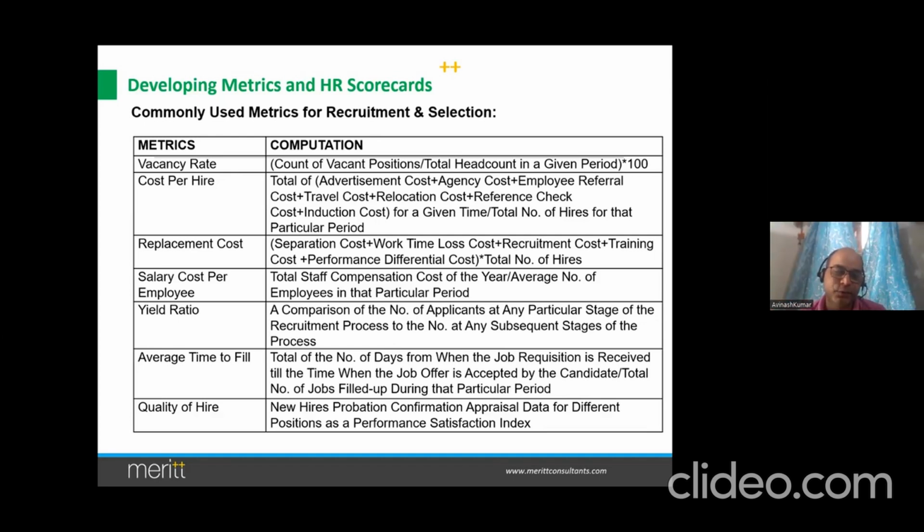Ma'am, it will help us if we want to understand the meaning, like the replacement, we can understand what exactly the replacement means. In a similar way, if you could say the yield ratio in one sentence or one word, we can focus on the recruitment process and understand it well. Okay, let me show you. It's a very common term in the recruitment process.